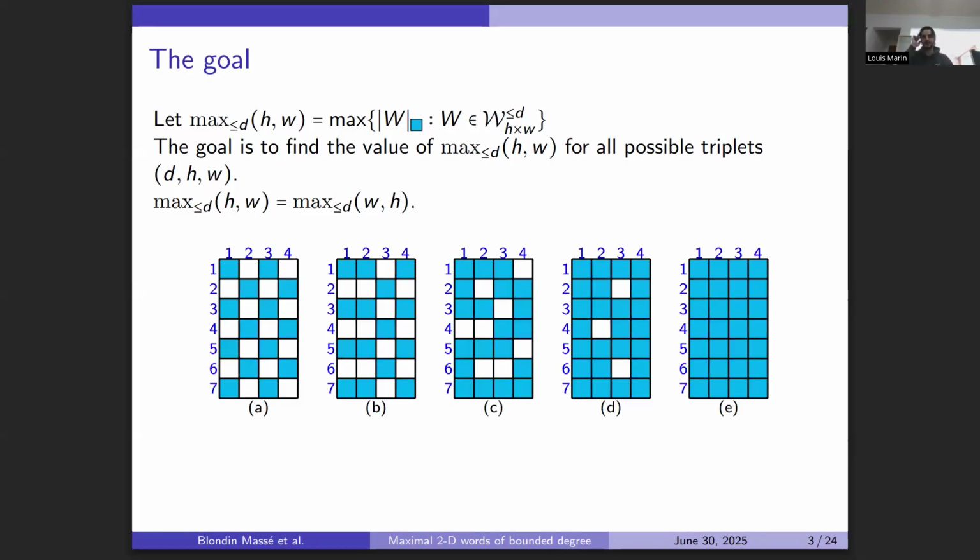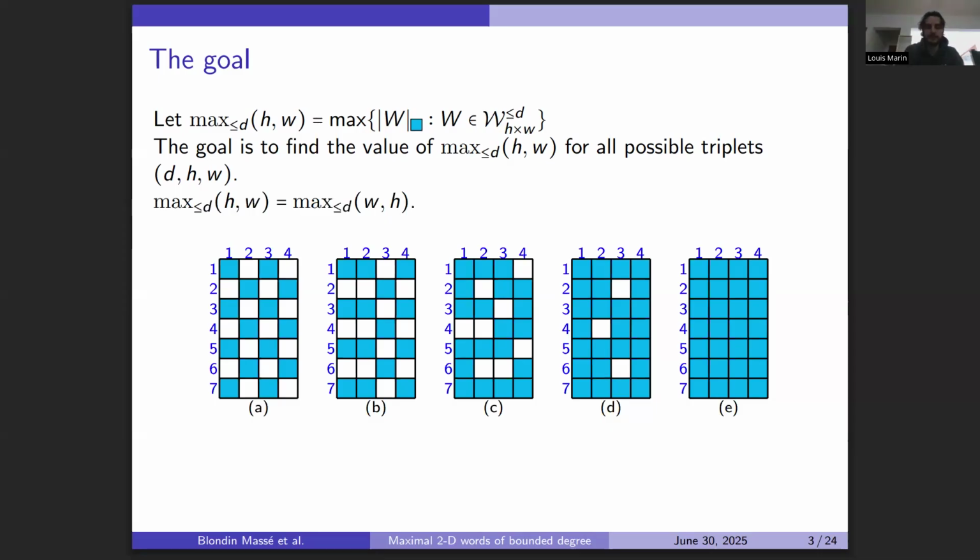So, for example, those are examples of words of size 7 by 4 for each degree D. This is an example of D equals 0, D equals 1, D equals 2, D equals 3, and D equals 4.